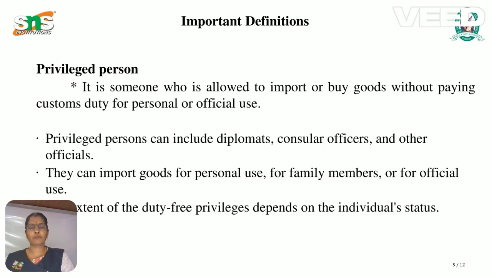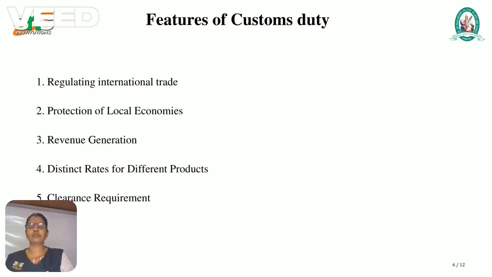Who is called the privileged person? We can include diplomats, consular officers and other officials. These all come under the privileged person category. They can import goods for personal use, for family members, or for official use. The extent of the duty free privileges depends on the individual status. Next we move to another definition, and also we have to clear all the categories coming under the important definitions we have to discuss earlier.